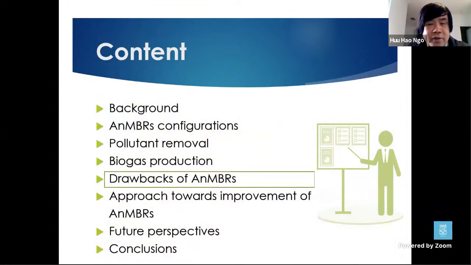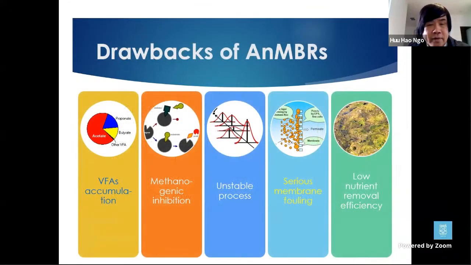All right. So now the drawbacks of anaerobic MBR. That means we have a problem, because in the first stage the VFA, the volatile fatty acid, accumulates, and then it will make a problem because the pH value will change and create a problem for the whole system. Methanogenic inhibition, we just talked about the ammonia, the sulfide, the long chain fatty acids or something like that. Then we just think about this is the problem.